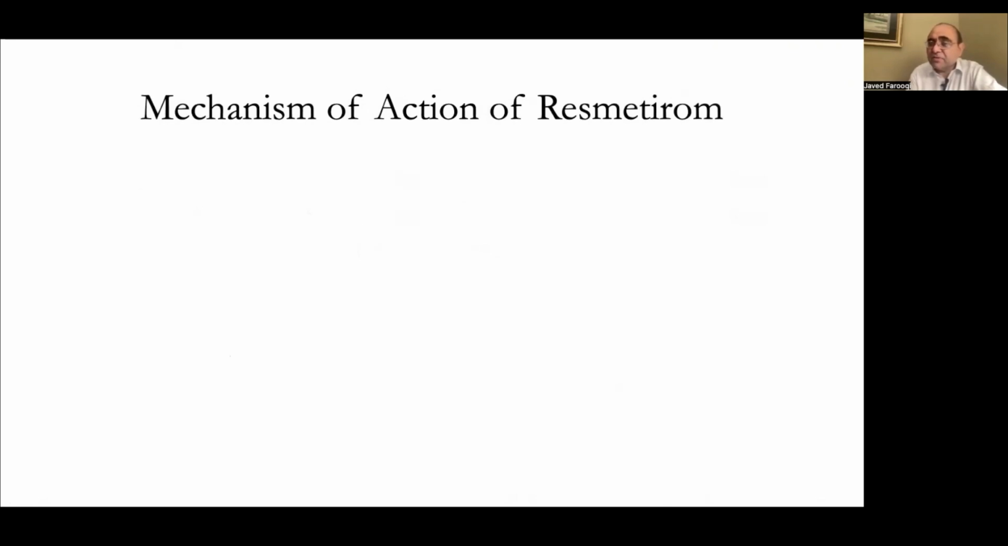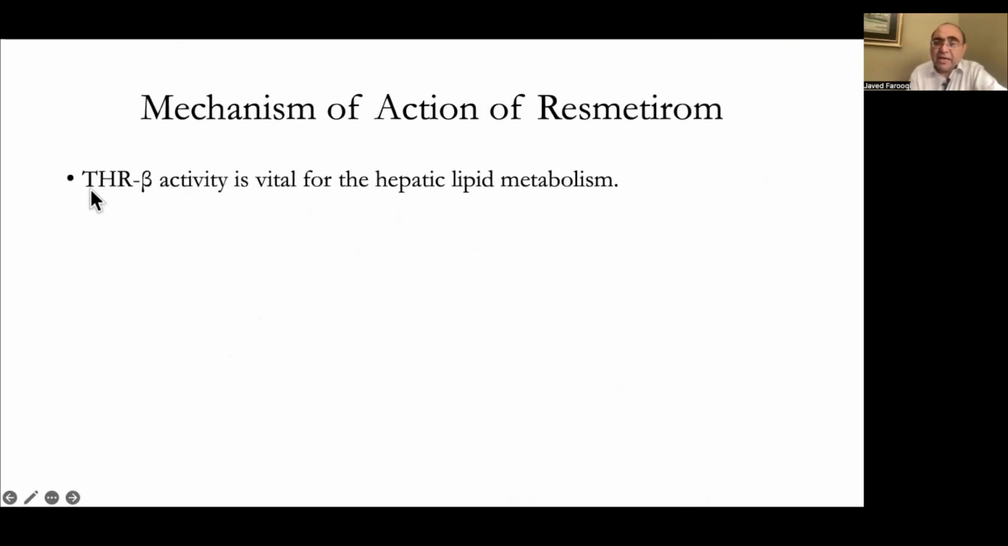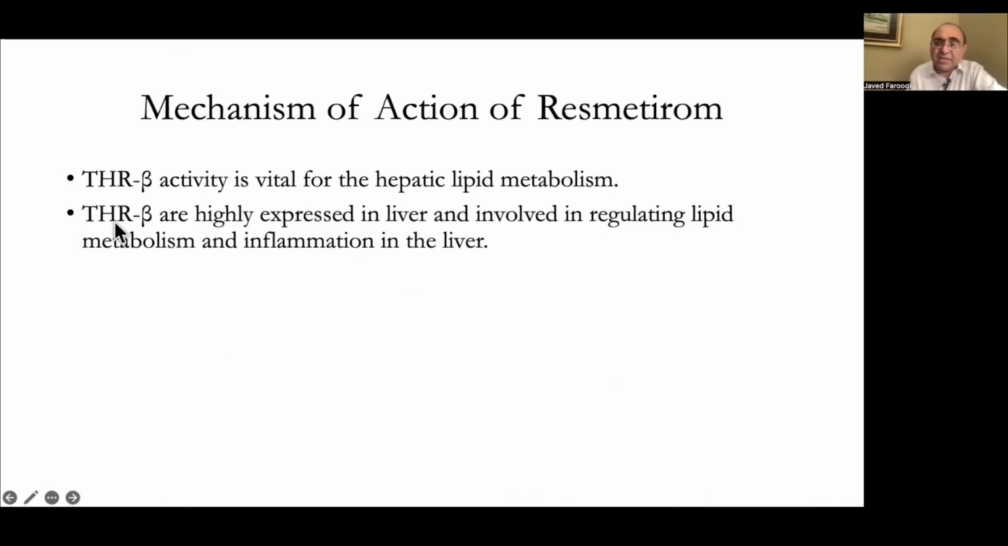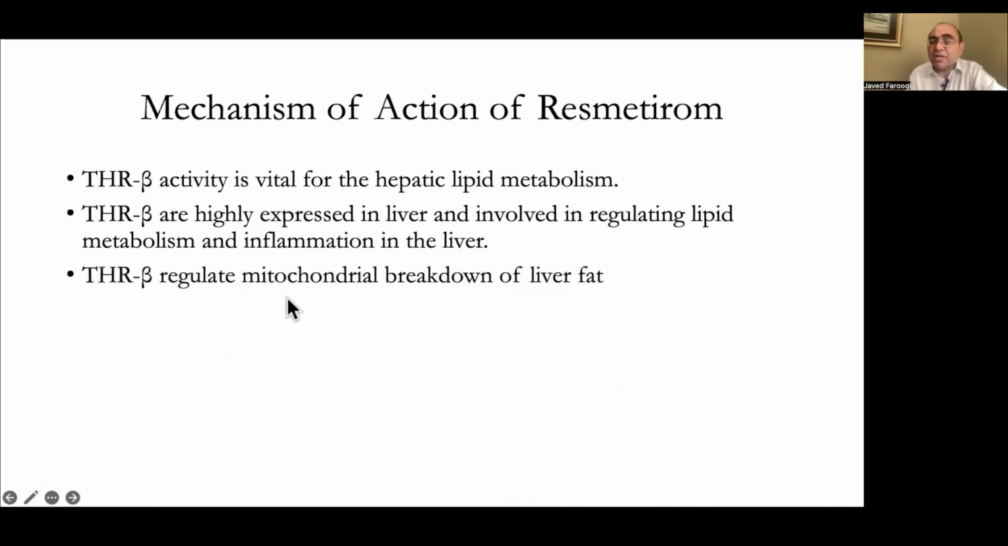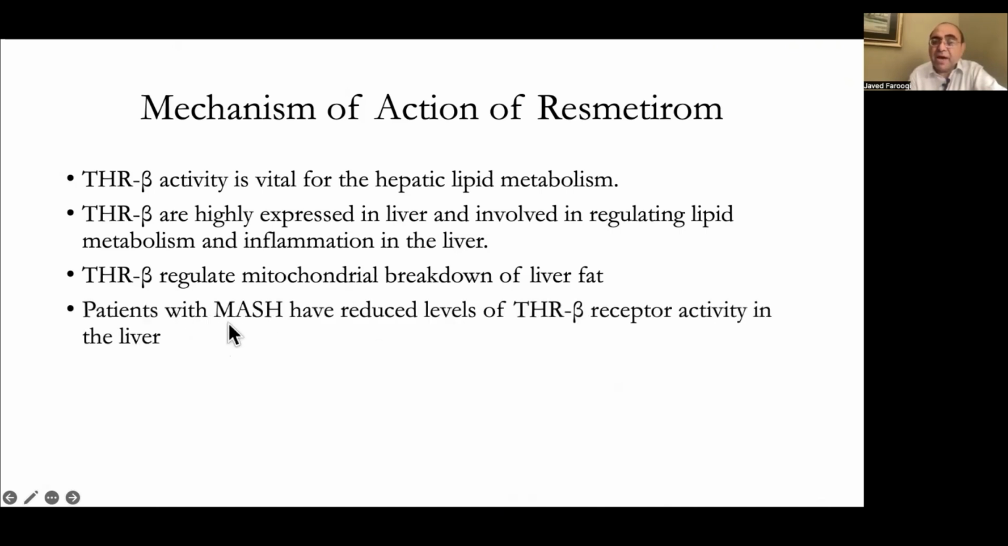What's the mechanism of action of resmetirom? Thyroid hormone receptor beta activity is vital for hepatic lipid metabolism. We know that. We have already discussed that THR beta is highly expressed in the liver and involved in regulating lipid metabolism and inflammation in the liver. THR beta regulates mitochondrial breakdown of liver fat. Patients with MASH have reduced levels of THR beta receptor activity in the liver.